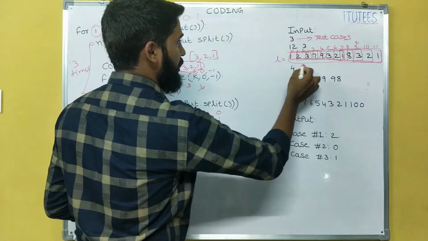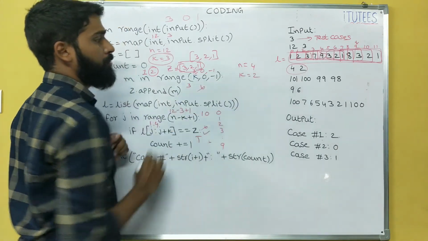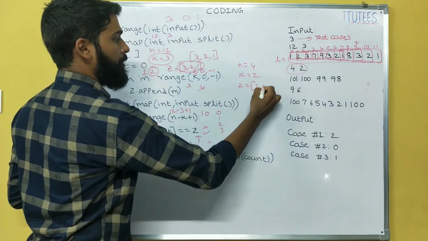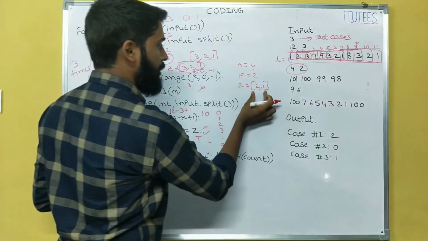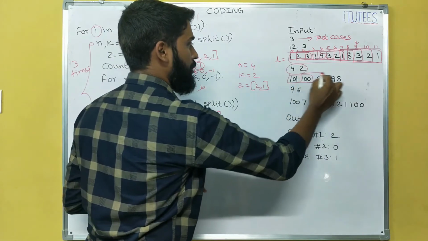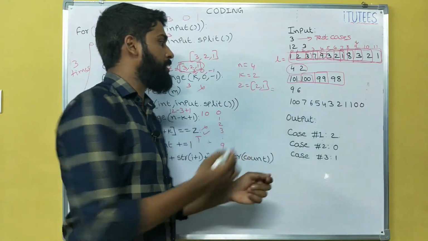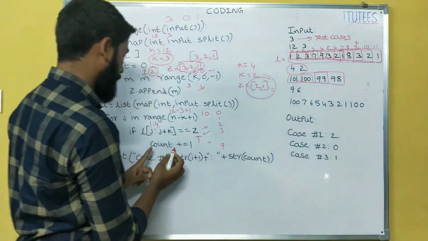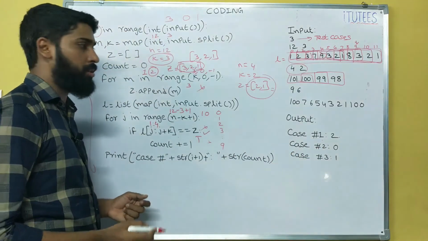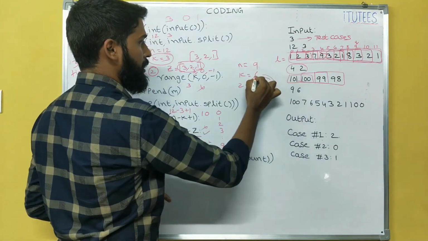Okay. In the next iteration, i becomes 1. That means n equals 4, k equals 2. So what is the subarray? z equals 2 comma 1. Now we compare 2 1 with these two in the first iteration, in the next iteration these two, and in the next iteration these two. That's it. In this, nothing equals z, 2 1. So the count is 0 only. We print Case hash 2 colon 0. In the next iteration, n becomes 9, k becomes 6.